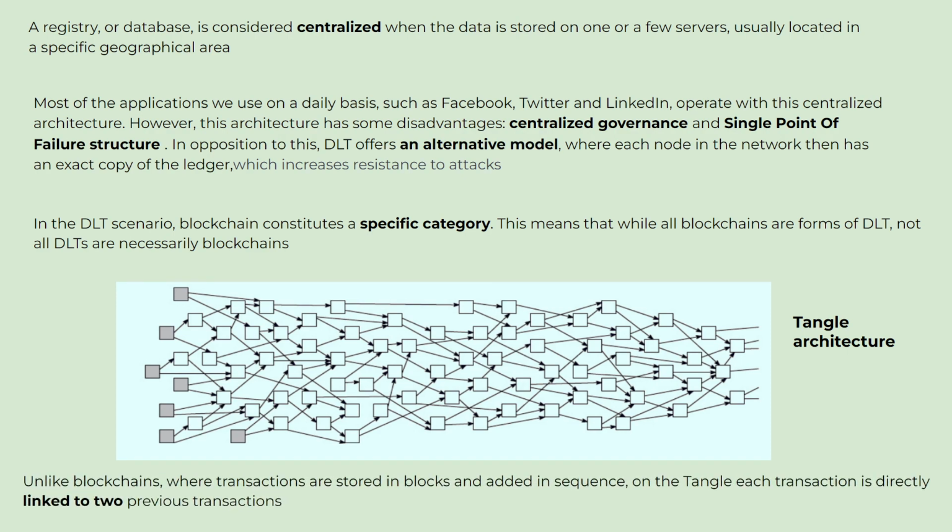Let's take a closer look at how the Tangle operates. Unlike blockchains, where transactions are accumulated in blocks and added in sequence, on the Tangle, each transaction is directly linked to two previous transactions. Whenever a new transaction is made, it validates the two transactions to which it refers. This integrated validation approach eliminates the need for miners or other participants who, as we will explore later in the course, are typically responsible for validating transactions on traditional blockchains.